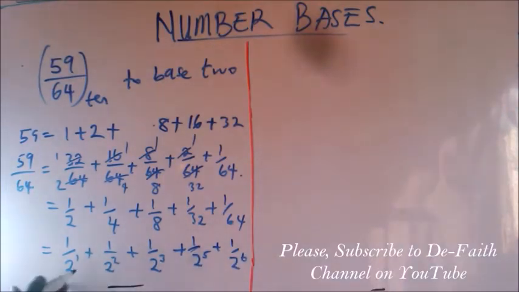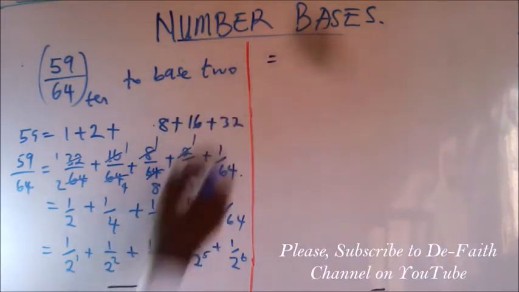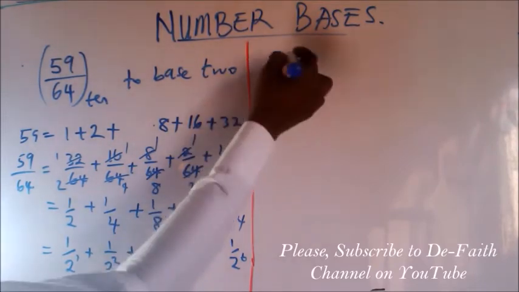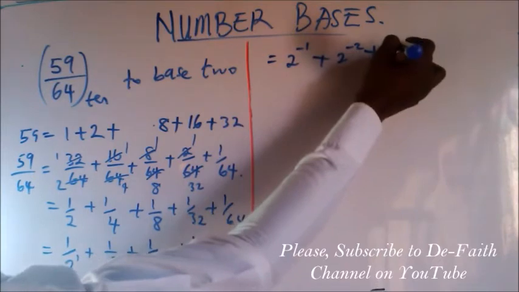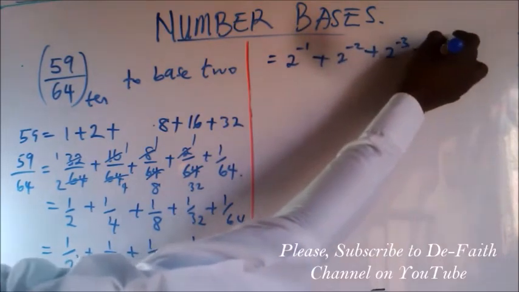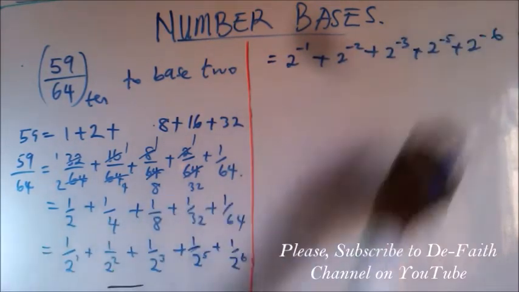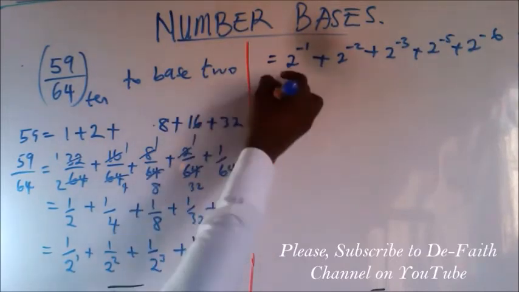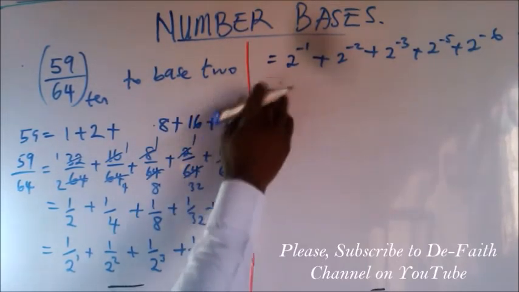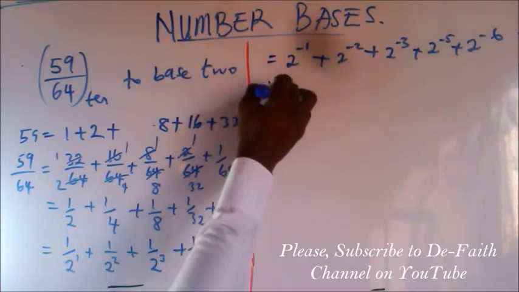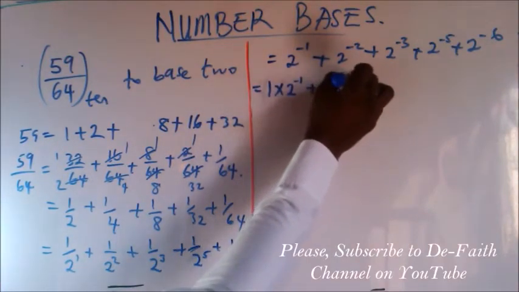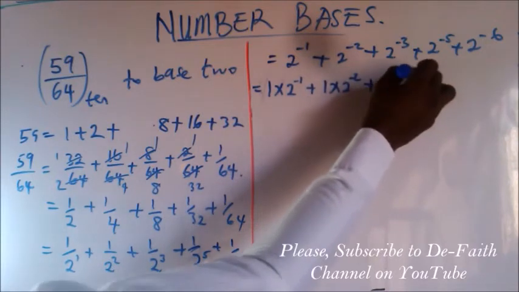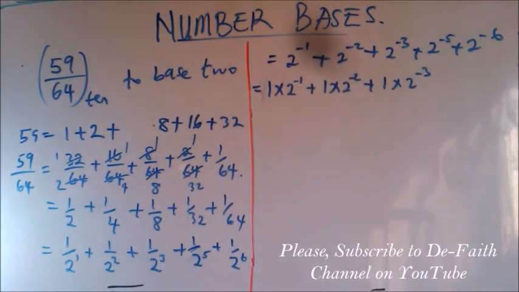Alright, so we'll get this in, we'll apply the law of indices here. We shall have 2 raised power minus 1 plus 2 raised power minus 2 plus 2 raised power minus 3 plus 2 raised power minus 5 plus 2 raised power minus 6. Now when we have this, so we'll multiply it with 1. 1 times 2 raised power minus 1 plus 1 times 2 raised power minus 2 plus 1 times 2 raised power minus 3. Now we have noticed that minus 4 is missing here.